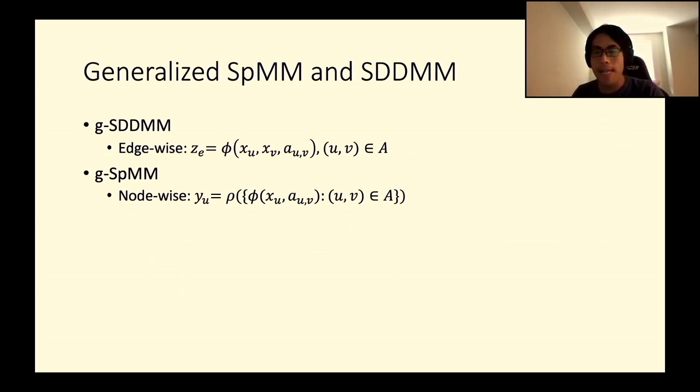Both SPMM and SDDMM can be generalized. For SDDMM, instead of doing a dot product at the location of each non-zero value of the sparse matrix A, we can replace the dot product with a phi function. Similarly, we can replace the aggregation function on each output row with a row function in SPMM. We can even redefine the computation on the rows of matrix X with the non-zero values of A.